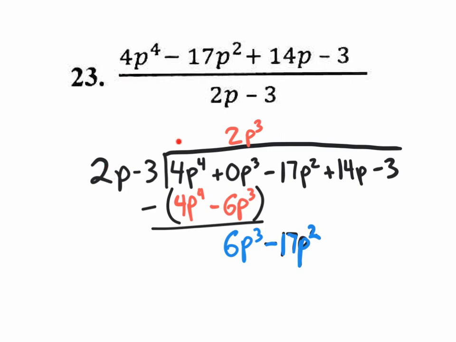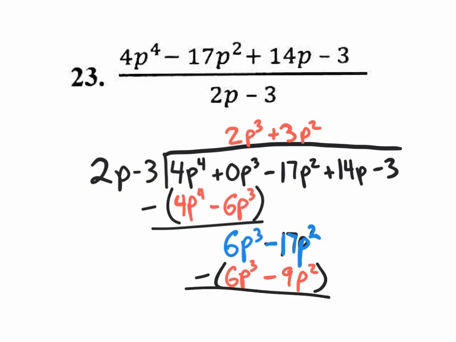And then I have 2p times what gets us that 6p to the third. Well, 2 times 3 would give me the 6, and p times p squared will give me the p to the third. So that will be a positive 3p to the second. Once again, 3 times 2 is 6, so I put the 6 down here. P to the second times p is p to the third, so it's 6p to the third. And then 3p squared times negative 3, it's going to be a negative 9p squared. Of course, we are subtracting, so that means you got to distribute to both terms.